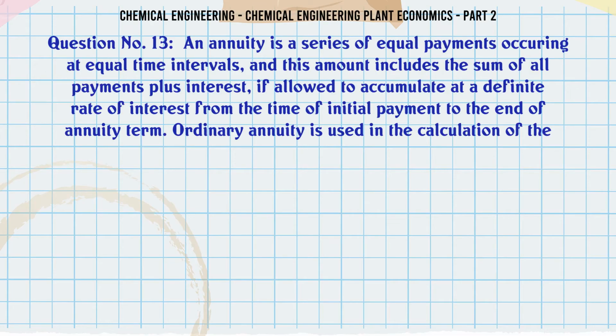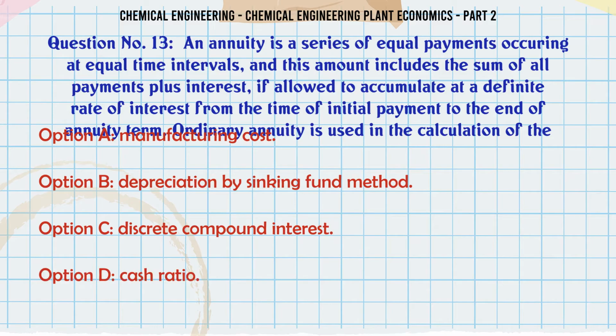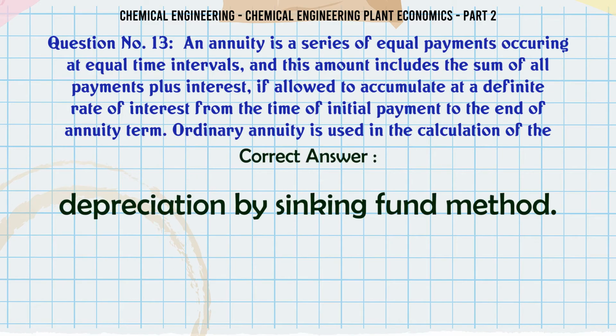An annuity is a series of equal payments occurring at equal time intervals, and this amount includes the sum of all payments plus interest if allowed to accumulate at a definite rate of interest from the time of initial payment to the end of annuity term. Ordinary annuity is used in the calculation of the A. Manufacturing cost. B. Depreciation by sinking fund method. C. Discrete compound interest. D. Cash ratio. The correct answer is depreciation by sinking fund method.